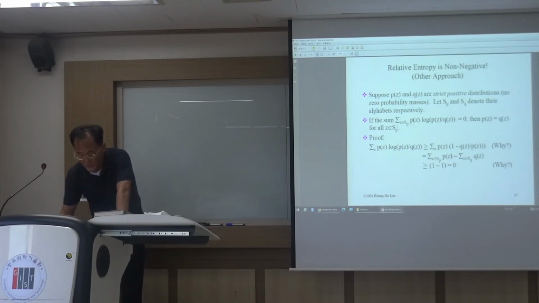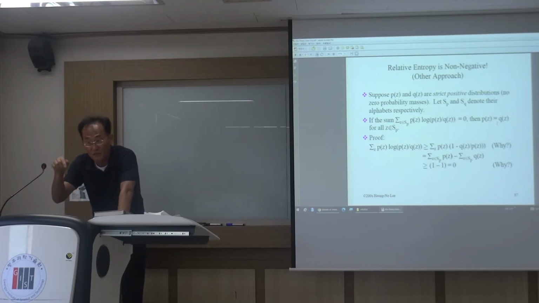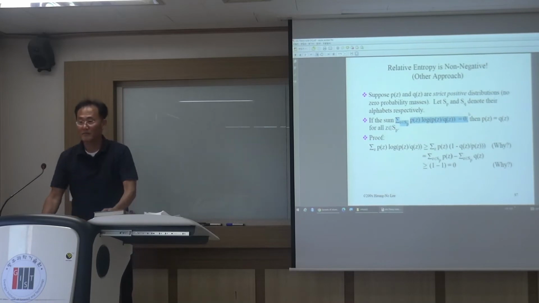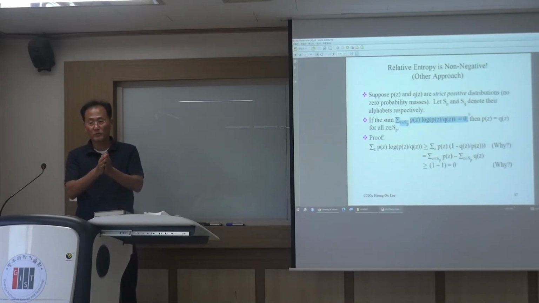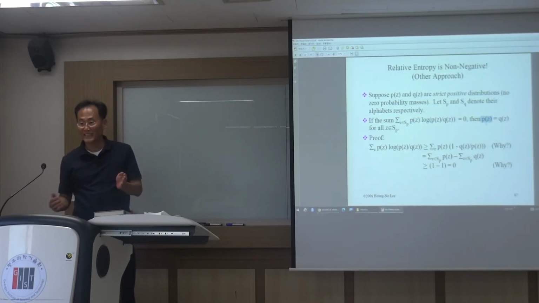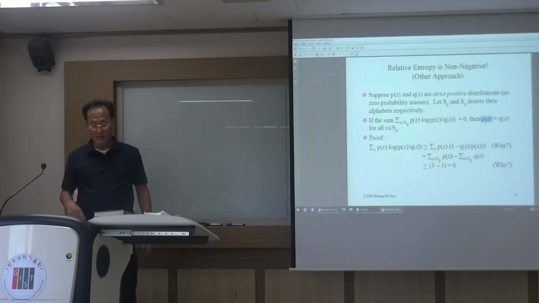Okay, and if the sum of P log P over Q is equal to 0, then P_Z equals Q_Z for all Z. So this was the difficult part, right? Going the other way, let P equal Q for all Z, and then showing that the relative entropy is 0 is easy. But let the relative entropy equal 0, and then show that P has to be equal to Q for all Z, that's the difficult part, right? Because it's not obvious.